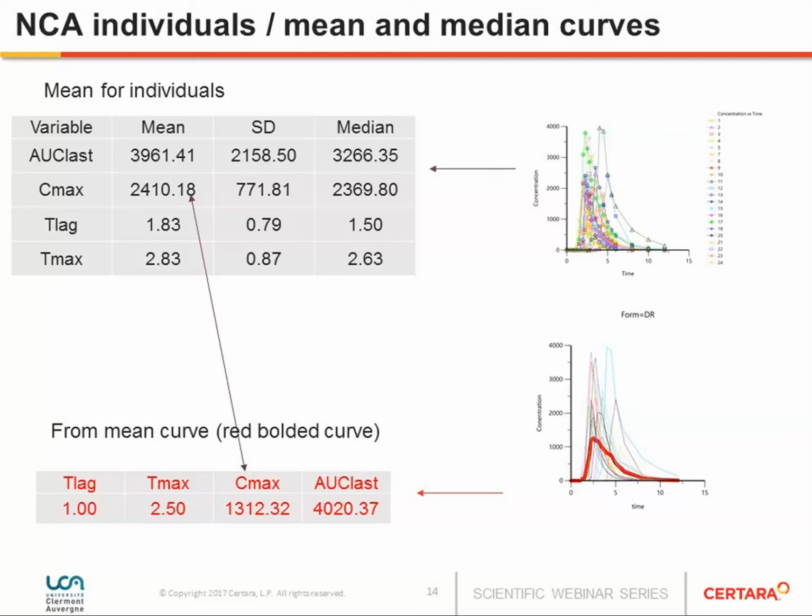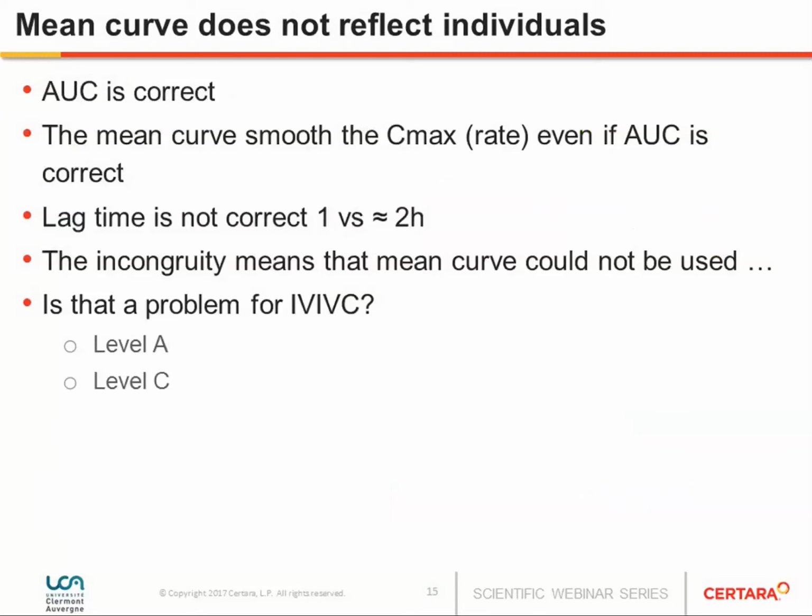If I start to use the mean curve in this case, I will have huge problems, because my absorption and, of course, all the derived parameters like the Cmax and so on are not going to be simulated during my IVIVC. So the use of the mean curve is a problem because it does not reflect the individuals. The AUC is almost correct. The mean curve smooths the Cmax, and the lag time is not correct. It was 1 hour on the mean curve versus 2 hours in practice as a mean. That means the mean curve could not be used, because it does not reflect a mean subject, but something which never happened in vivo. Is that a problem for IVIVC? Among the IVIVC, we have level A and C. Is that a problem or not?